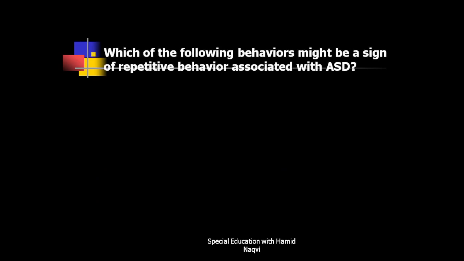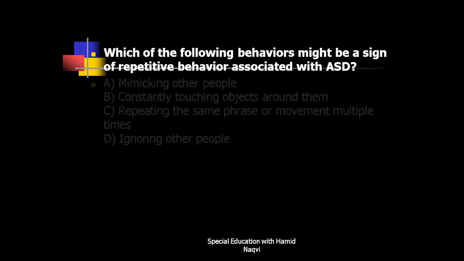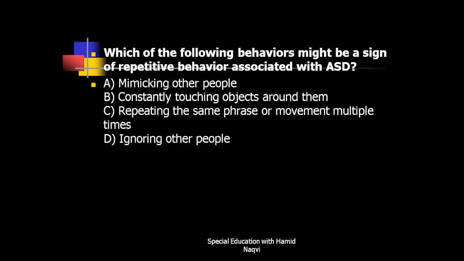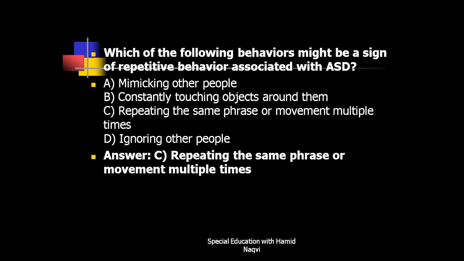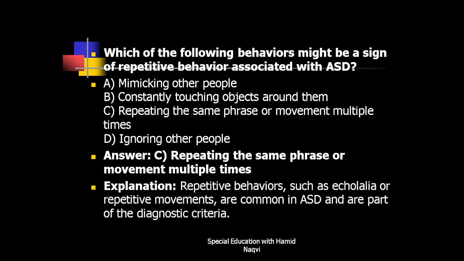Next is which of the following behaviors might be a sign of repetitive behavior associated with ASD? Mimicking other people, constantly touching objects around them, repeating the same phrase or movement multiple times, or ignoring other people. Answer is repeating the same phrase or movement multiple times. Repetitive behaviors such as echolalia or repetitive movements are common in ASD and are part of diagnostic criteria.